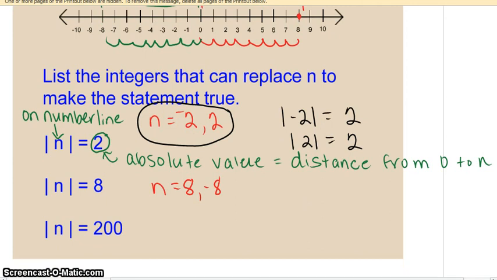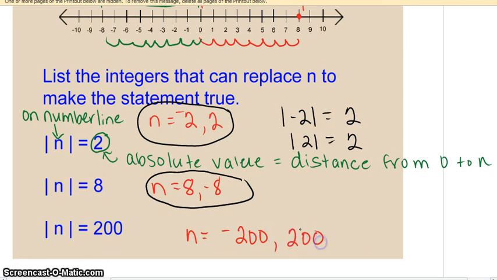Now the next problem has a distance of 200. We're not going to use the number line for this, obviously. So I want you to just think about, based on what we figured out for these previous two problems, what you think the answer or answers would be for this problem. If you decided that n could equal both negative 200 and positive 200, because both of those will give you an absolute value of 200, then you are correct.